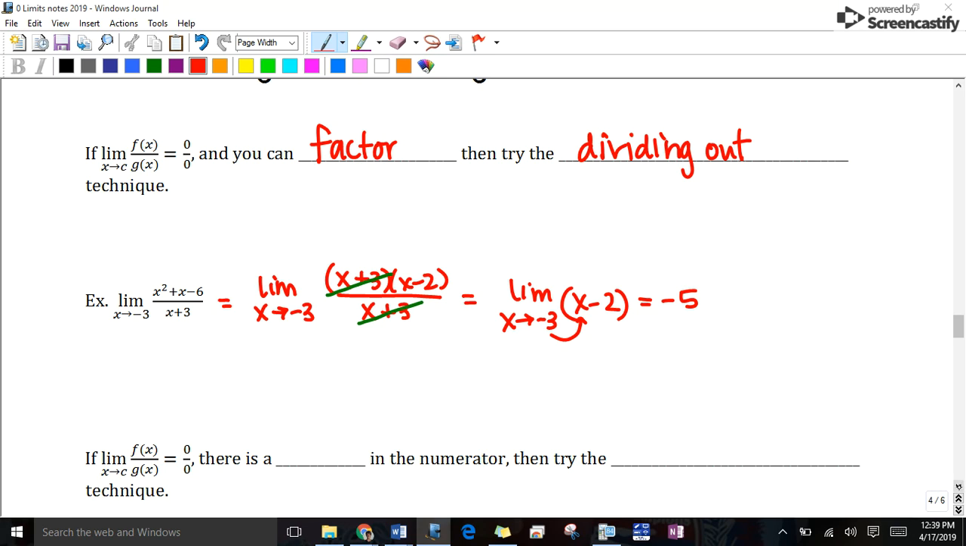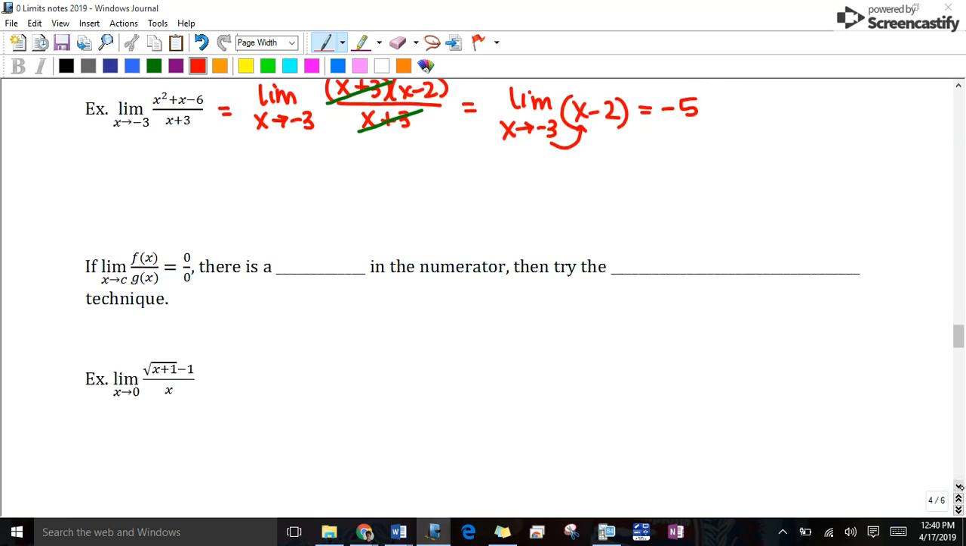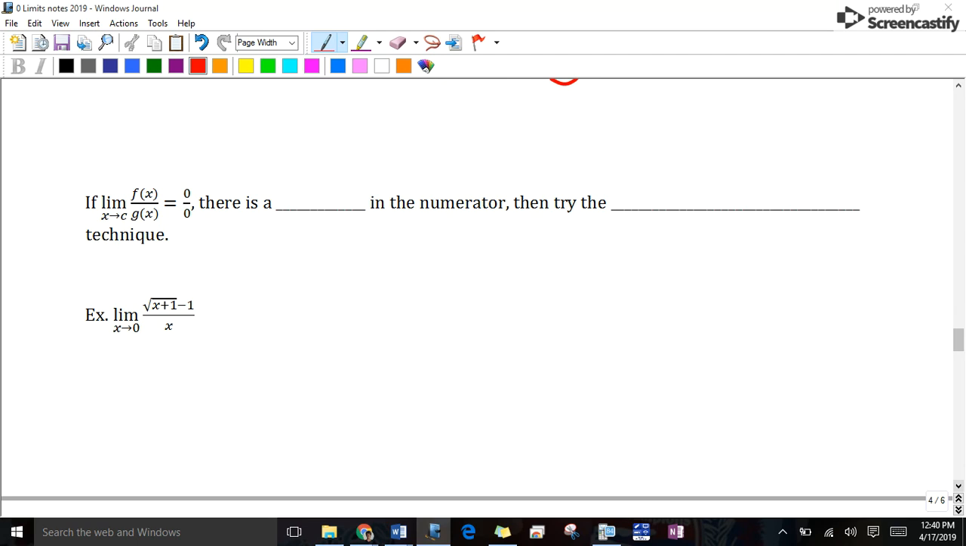If something looks factorable, factor it, see if something will cancel out. Now, the second type of rational function that you're going to see looks a lot different, and you can see that in the example down here. So what's going to stick out here is that, again, it's a rational function. You've tried your direct substitution and gotten 0 over 0, so your indeterminate form.